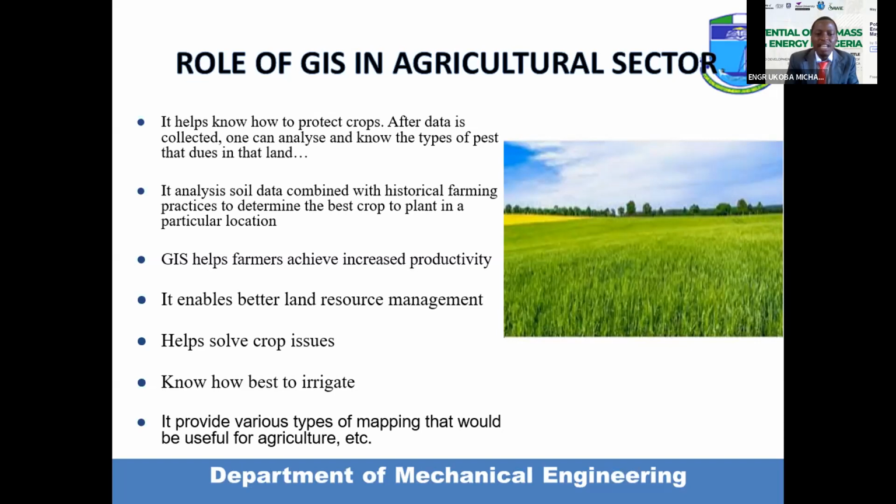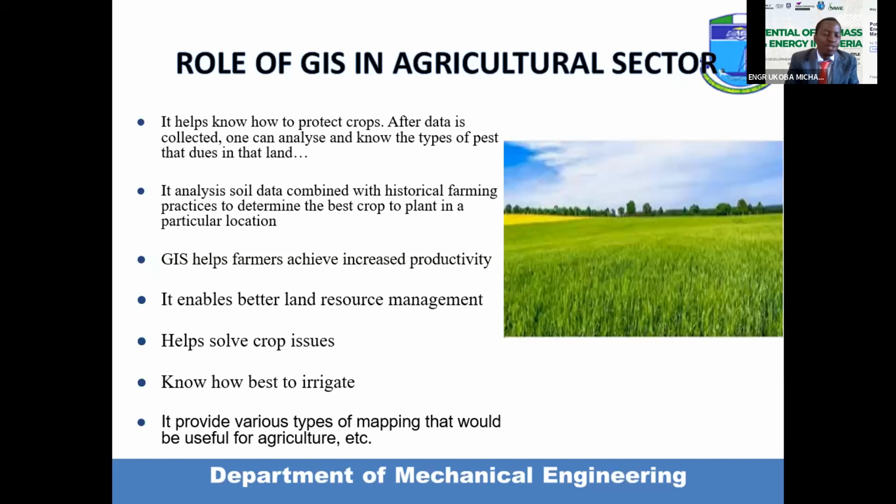GIS helps farmers achieve increased crop productivity, and it also helps us know how to manage land resources. It helps solve crop issues. It also helps to know how to irrigate the land. Knowing the topography of the place, GIS would also assist farmers in that regard. It provides various types of mapping that will be useful for agriculture.